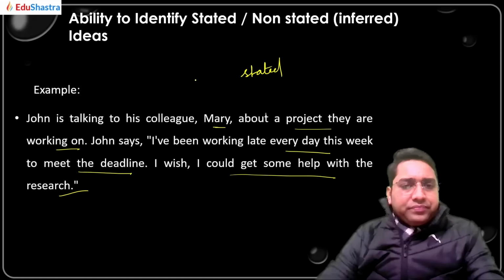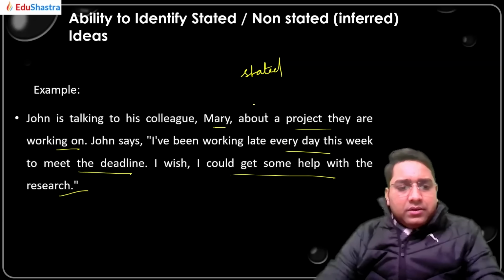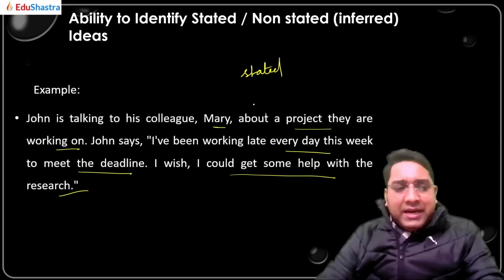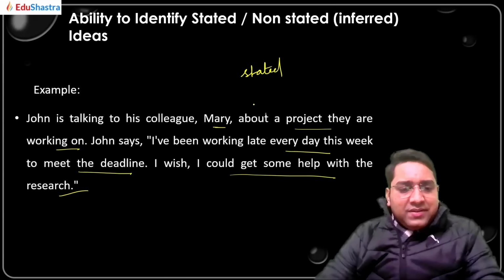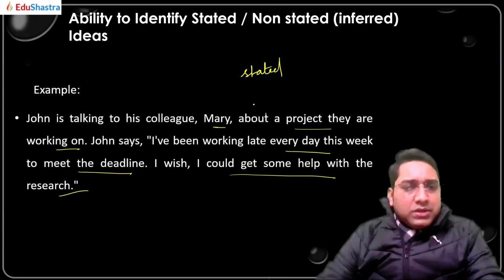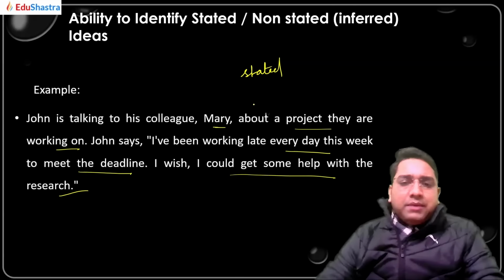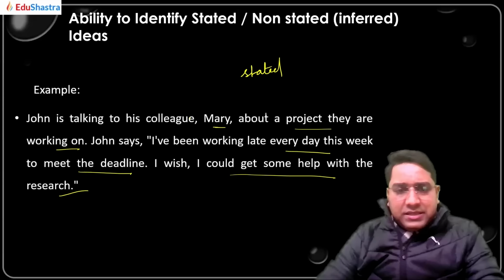The stated idea is that he has been working all day and night. He's burning the midnight oil. There is an idiom. Correct. And what is implicit there? What he's not saying directly, that he's feeling exhausted because of the workload. This is given there, but he's asking for somebody's help. He's asking for help that he can get from anybody, precisely from the person he's talking to. Correct? This is stated and non-stated.